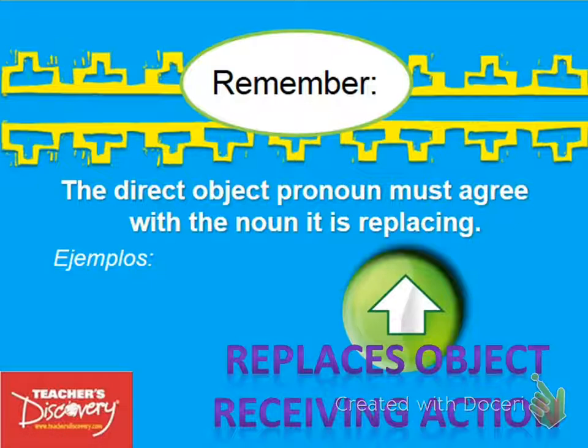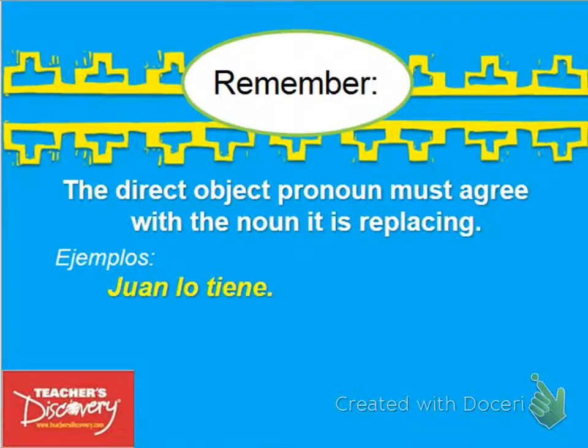So, again, you're going to look at the object receiving the action and replace it, but make it agree. Same, everything in Spanish agrees in gender and number. Feminine, masculine, singular, plural. Okay? Juan lo tiene. We're going to see some sentences already done, and then we'll come back and work from the beginning. Okay?